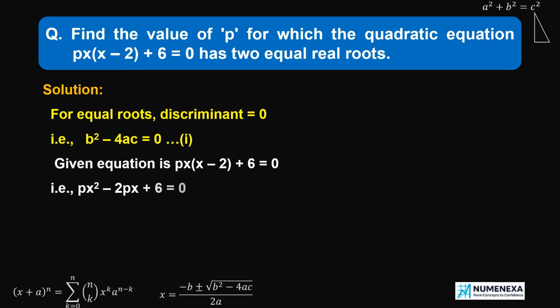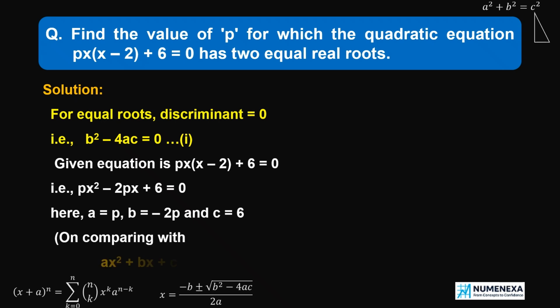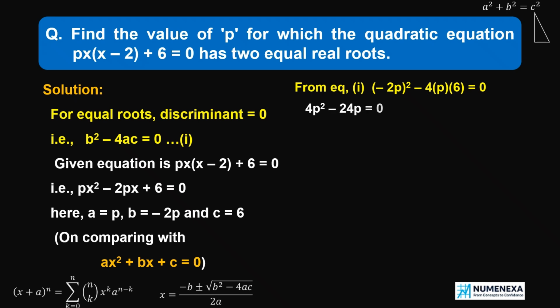Simplify p x(x minus 2) plus 6 equals 0 as px squared minus 2px plus 6 equals 0. Now compare it with the standard ax squared plus bx plus c equals 0 to get a, b and c. Substitute these values in D equals b squared minus 4ac and equate it to 0. Solve the obtained equation for p.